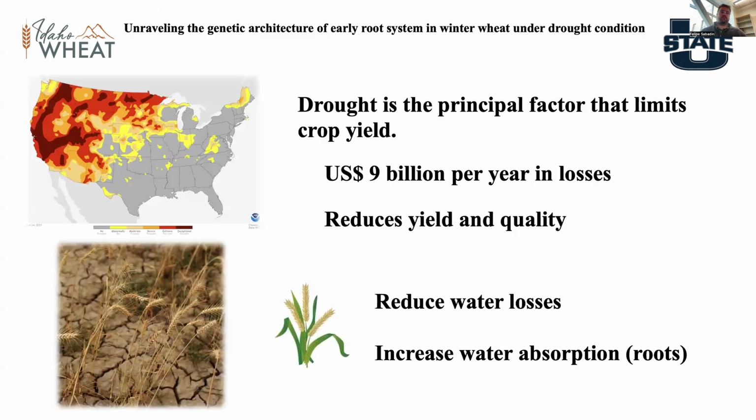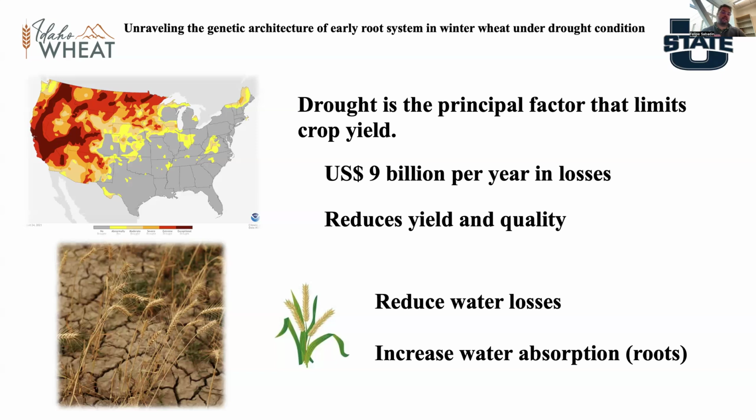Everybody knows that drought is a principal factor that limits crop yield. Only here in the United States, we have more than $90 billion per year in losses. Drought not only reduces yields, but also the quality of the final product. It's a very common situation here in Utah, but also in Idaho, especially in the southern part of Idaho, where most of the wheat production is under dryland, and it's something that farmers are used to dealing with all the time.